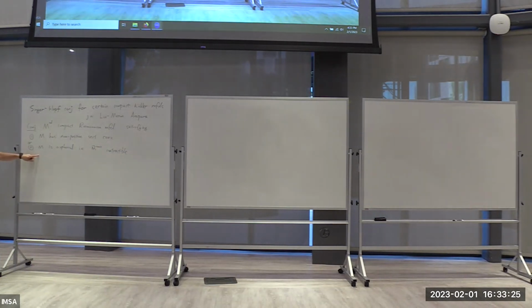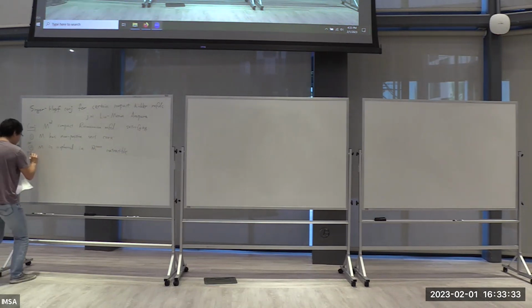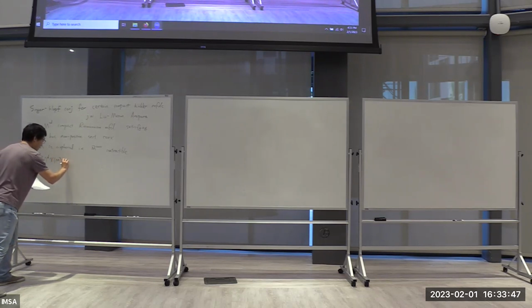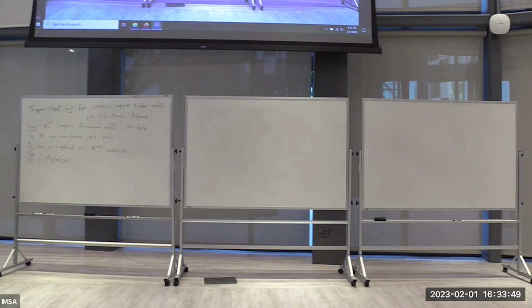Can I read my writing now? If it's too light, please say. Then the conjecture, the Singer-Hopf conjecture says that first the Euler characteristic of M has this property. In other words, the sign of the Euler characteristic is determined by the dimension, or half of the dimension.